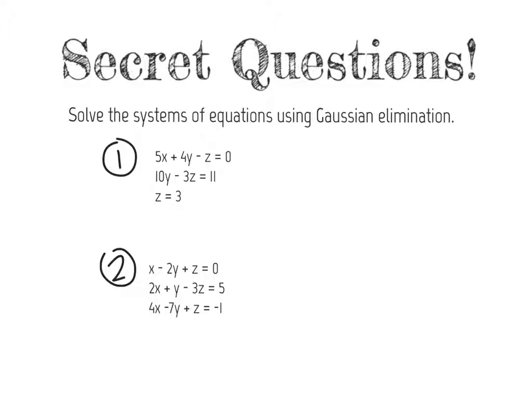Here are your secret questions. Solve the systems of equations using Gaussian elimination. Notice number 1 is actually going to already be in row echelon form. And then number 2, you will have to manipulate the augmented matrix to get it into row echelon form.